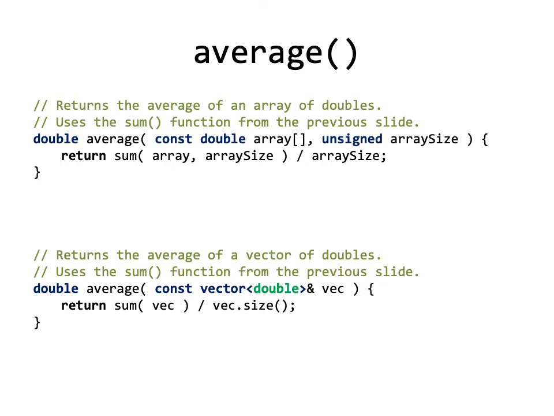Here's the array version. Again, we're passing in a const double array because we're only reading from that array. We're not going to write to it. We're returning a double, and we're going to call the double version of sum now from the previous slide. That version of sum required us to pass the array and the array size. Pretty cool. And it works.